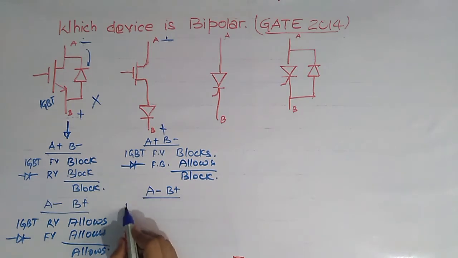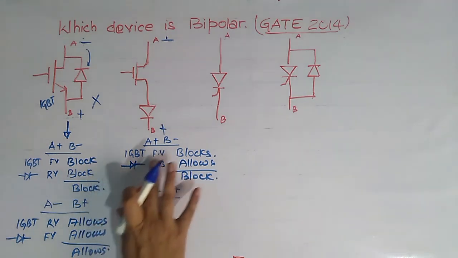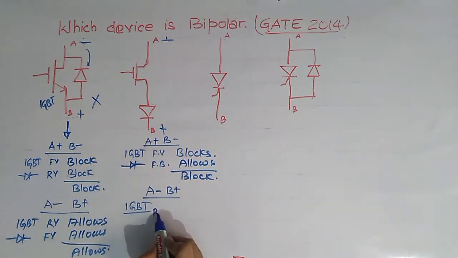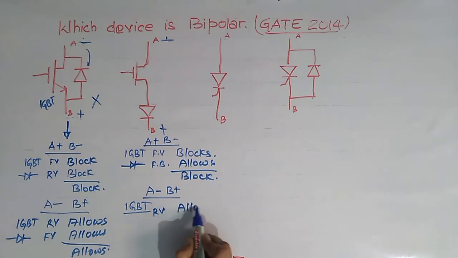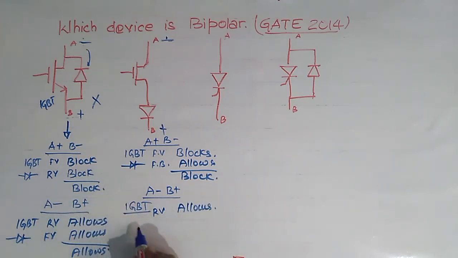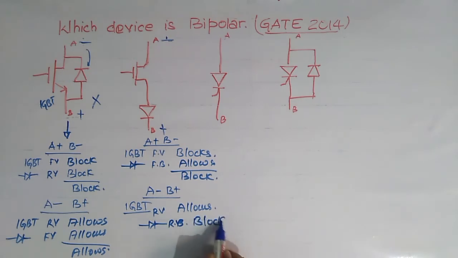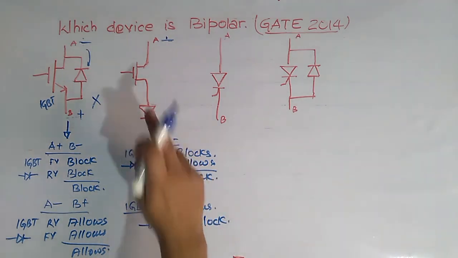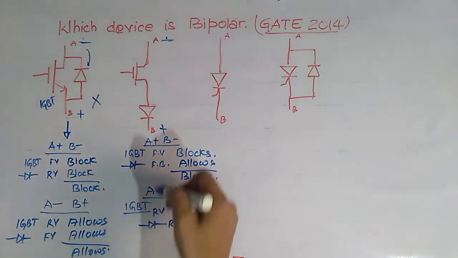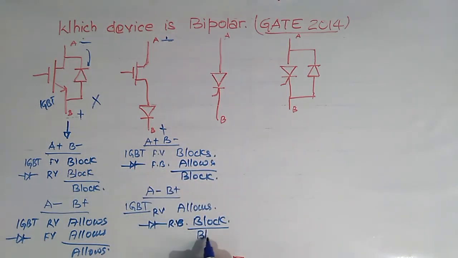A is negative and B is positive. In this case, IGBT gets reverse voltage, and IGBT allows the reverse voltage. And what about diode? This diode gets reverse bias. That's why it will block this polarity of voltage. So we can say that overall this device will block this polarity of voltage, or we can say that this device blocks both polarities of voltage, so it is bipolar.